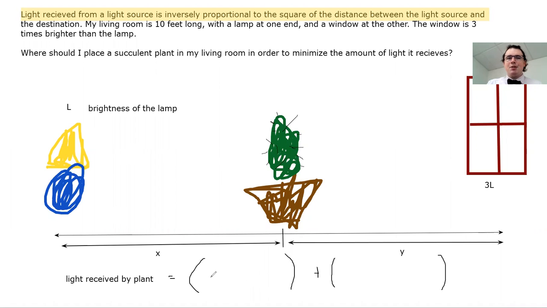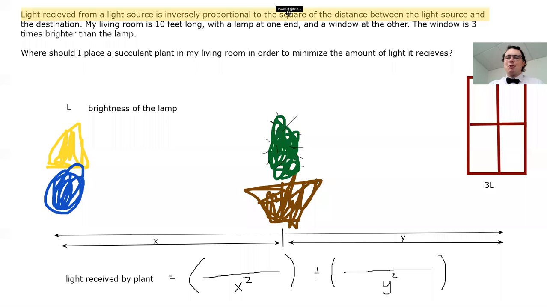So the distance to the lamp is going to be x. So I've got to have a fraction with the denominator x squared because the amount of light is inversely proportional to the square of the distance. And likewise, the amount of light received from the window will be some fraction divided by y squared, right? Because y is the distance to the window, x is the distance to the lamp.